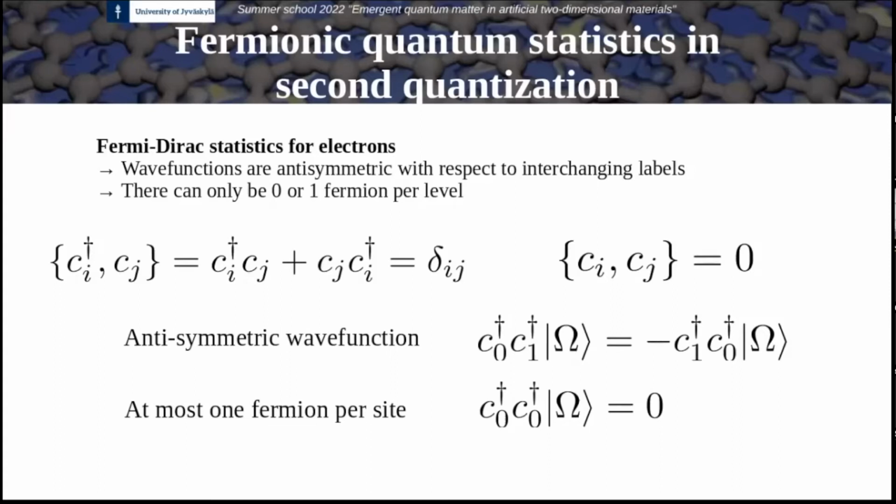So essentially, this is everything that you need to know for second quantization. We have creation and annihilation operators, and we can write down any Hamiltonian in terms of them. And as always, if we want to solve a Hamiltonian, we just have to diagonalize it.